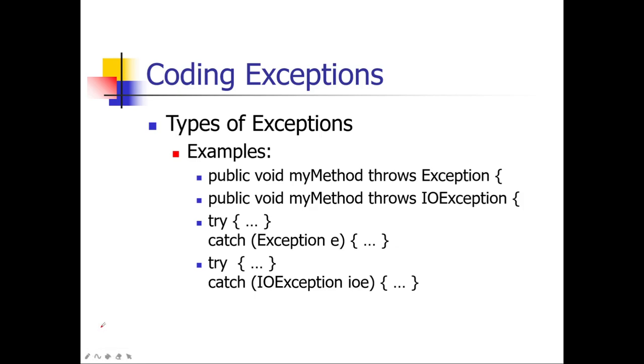As you can see, the regular one is with exception E, and with IOException it is IOException IOE. E stands for exception and IOE stands for IO exception. Of course, you can use some other letters like A, B, C, D. It is made like this, E and IOE, so it can be easier for other people reading and checking your code.